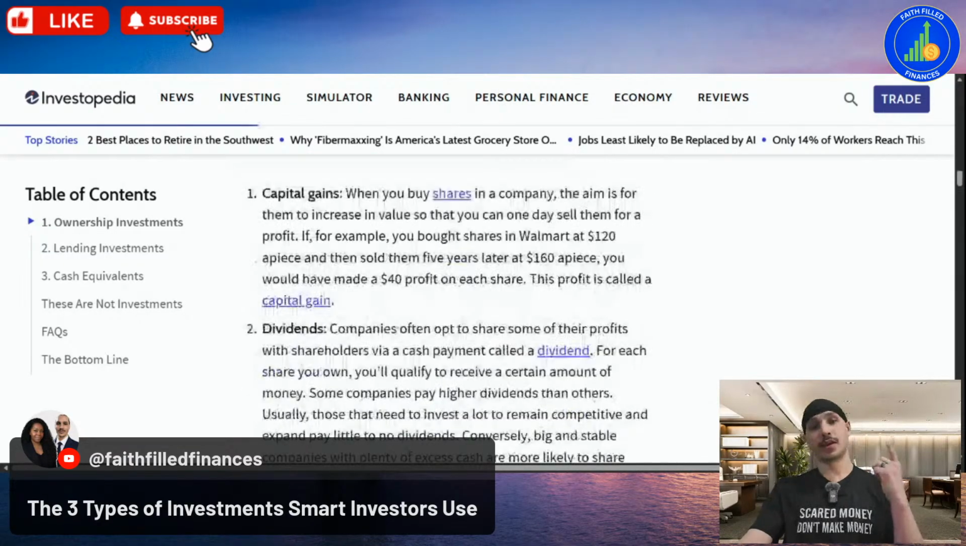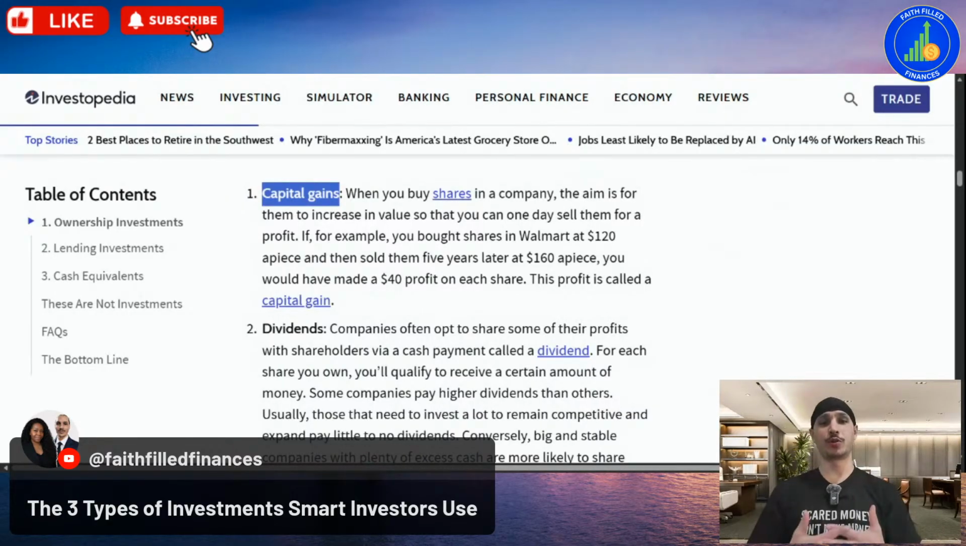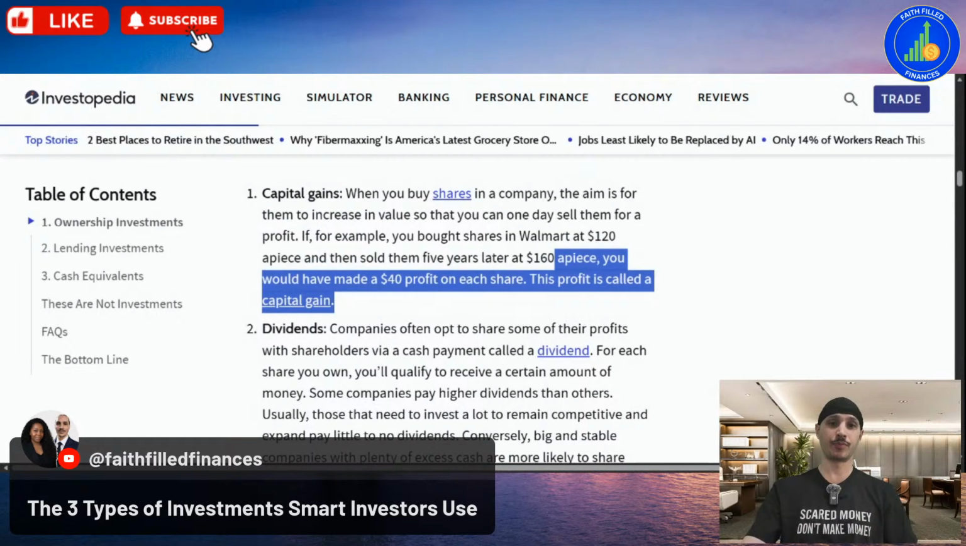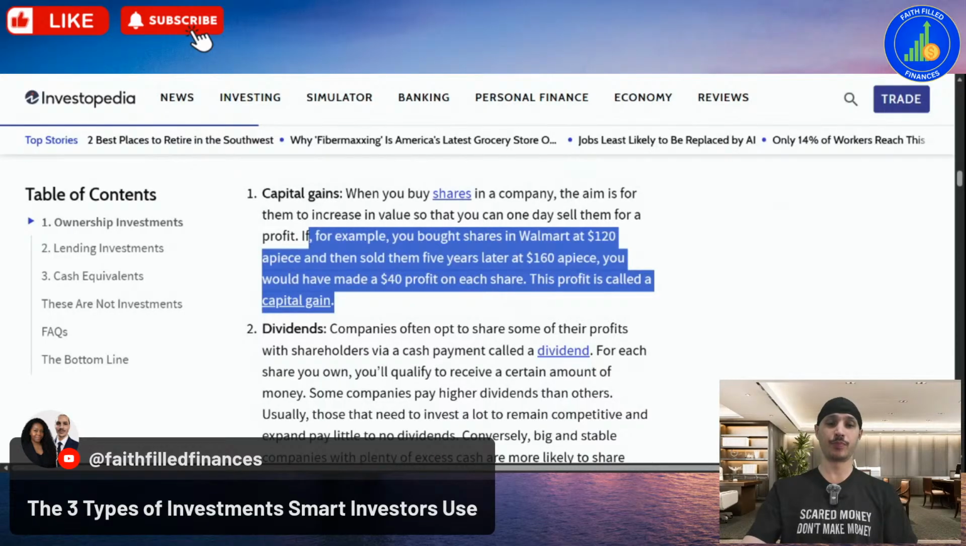Number one, capital gains. When you buy shares in a company, the aim is for them to increase in value so that you can one day sell them for a profit. If, for example, you bought shares in Walmart at $120 a piece and then sold them 5 years later at $160 a piece, you would have made a $40 profit on each share. This profit is called a capital gain. Boom. That's a capital gain, family.